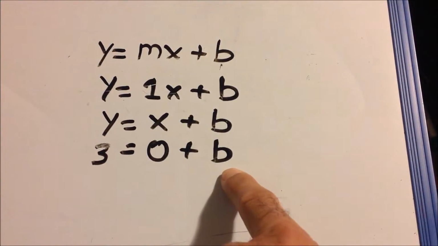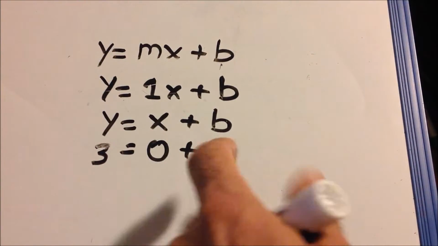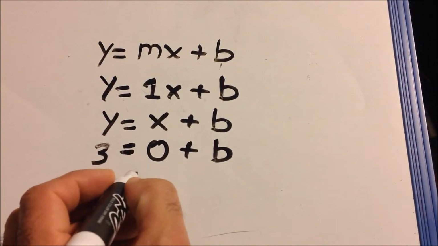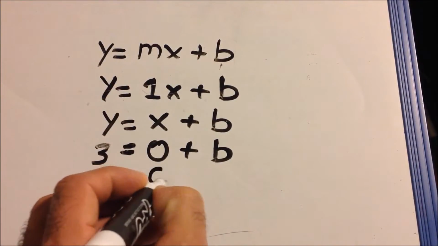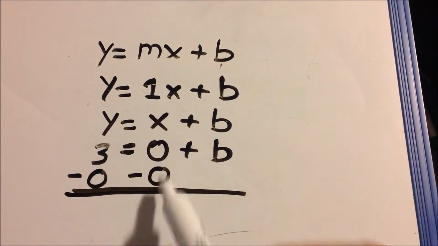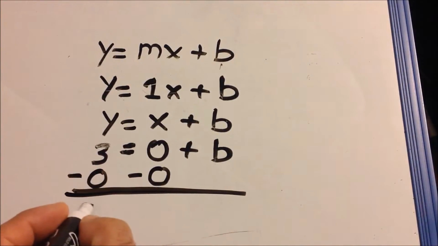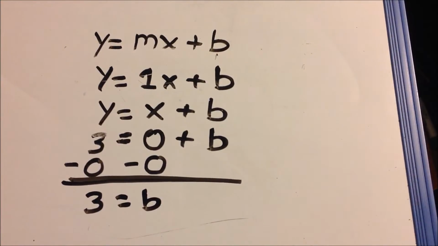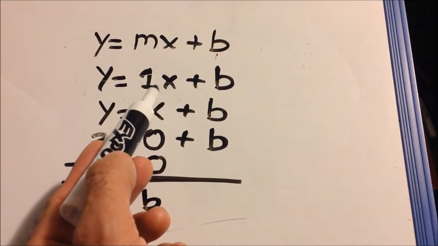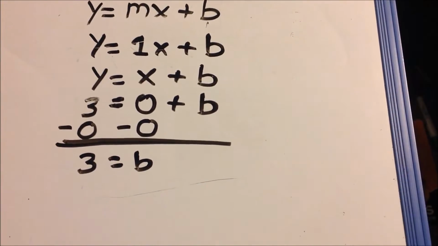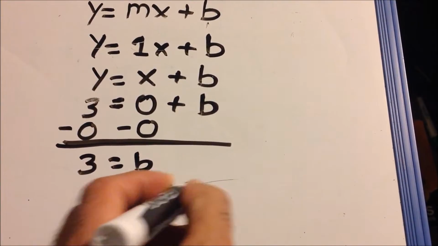Now I'm trying to find b. You can see what b is already, but remember, when we're doing algebra, we subtract the 0 on both sides to cancel it out. You didn't really have to do that because you know what the answer would be, but we'll go through with it. So 3 equals b. Remember, whatever you do to one side, you do to the other. Now we know the slope and we know b, so we can rewrite the equation: y equals x plus 3.